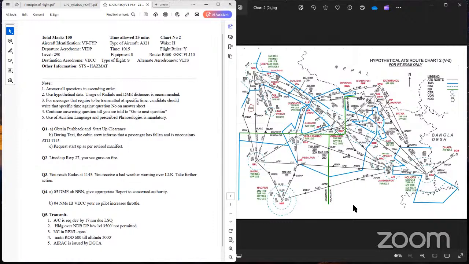Question number five. Aeronautical information regulation and control is issued by Directorate General of Civil Aviation.